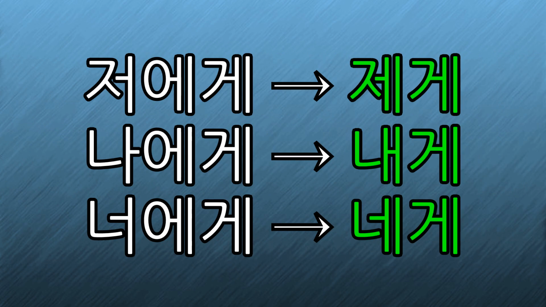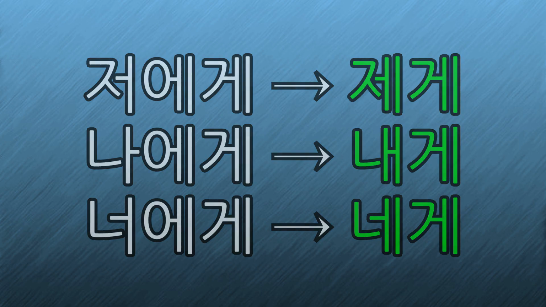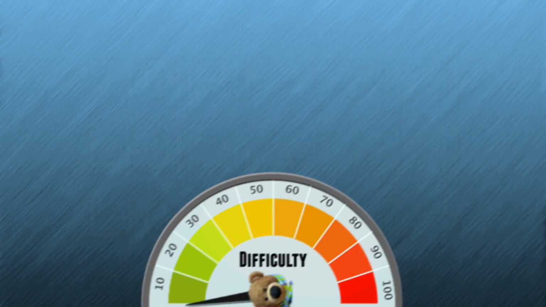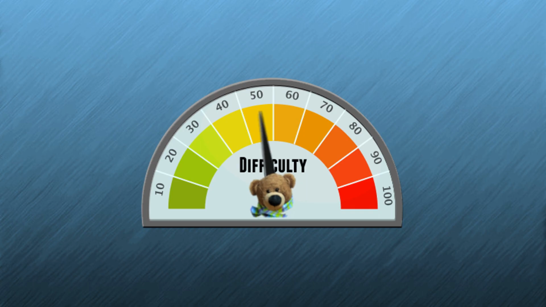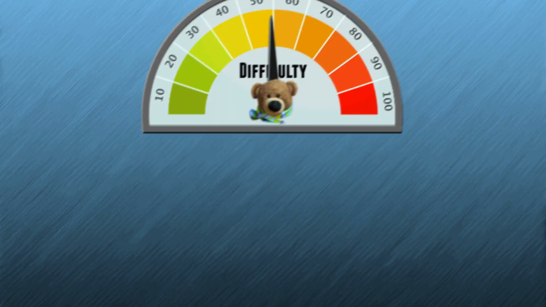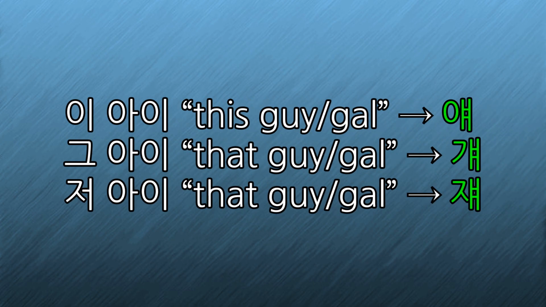저에게 can become 제게, 나에게 can become 내게, and 너에게 can become 네게. And yes, those two sound very similar, but when used in context, a Korean will be able to know which one you mean. So those are the most common and basic Korean contractions, but here are a few more that are still useful. From here on in the video, this lesson will get slightly more intermediate, so if you haven't yet learned one of these original forms, feel free to skip over it for now and learn it later.